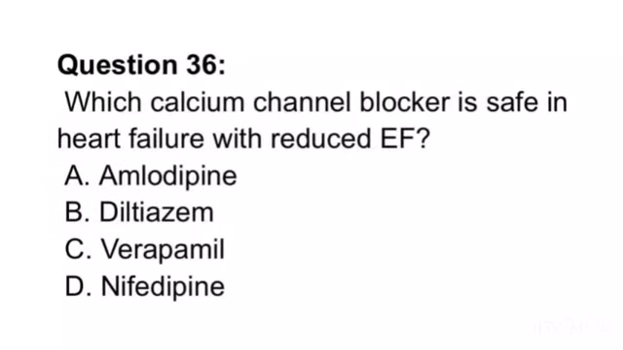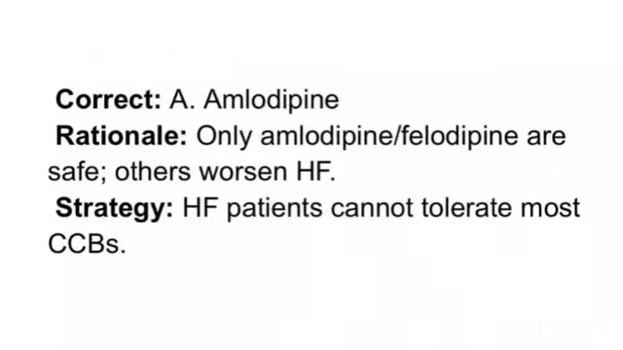Question 36. Which calcium channel blocker is safe in heart failure with reduced EF? A. Amlodipine. B. Diltiazem. C. Verapamil. D. Nifedipine. Correct, A. Amlodipine. Rationale: only amlodipine/felodipine are safe, others worsen HF. Strategy: HF patients cannot tolerate most CCBs.